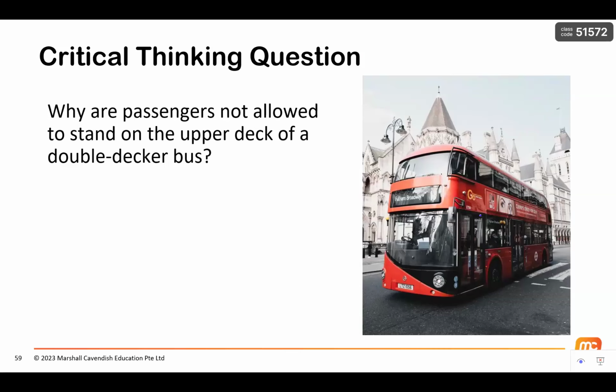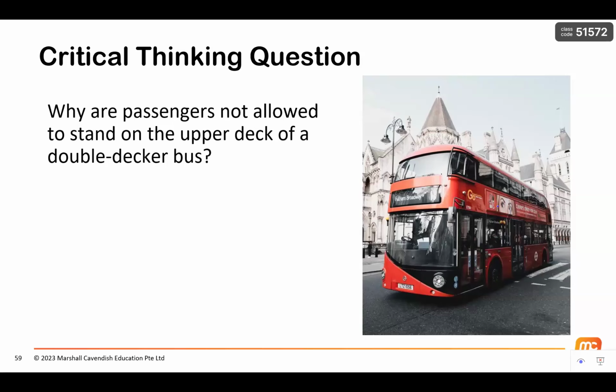What happens if the bottom deck of the bus is empty and I have a lot of people at the upper deck? It becomes dangerous because if I have a lot of people at the upper deck, then the center of gravity of my bus would be much higher. And when my center of gravity becomes higher, my bus becomes unstable. My bus might topple when it turns. It's also the reason when you take a tour bus, all the luggage are always loaded at the bottom of the bus. You don't have a bus that loads the luggage at the top of the bus.